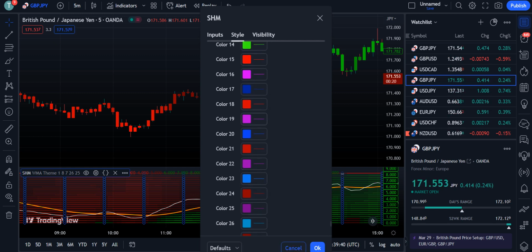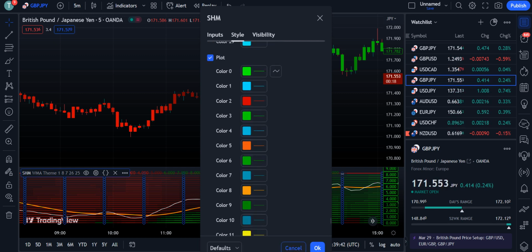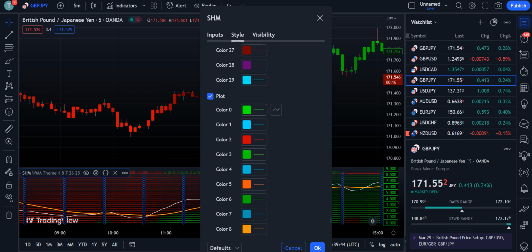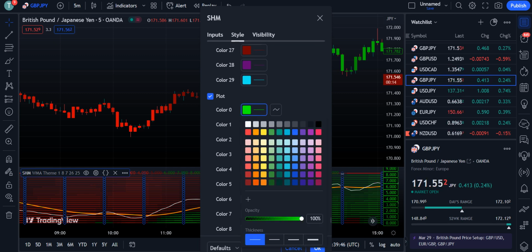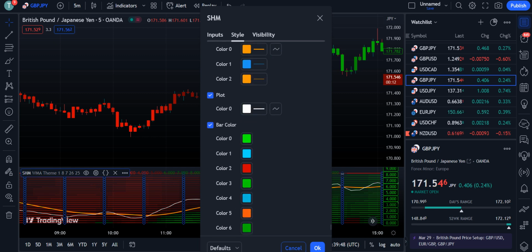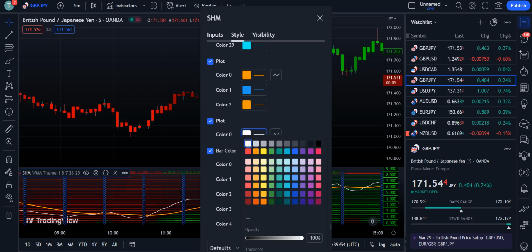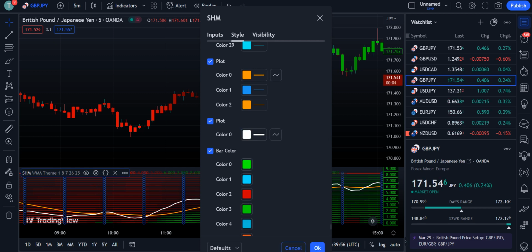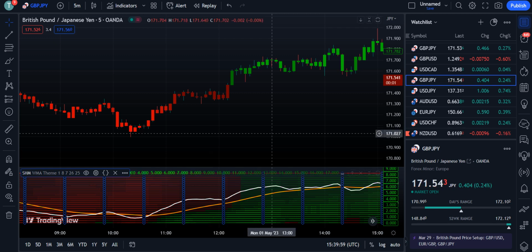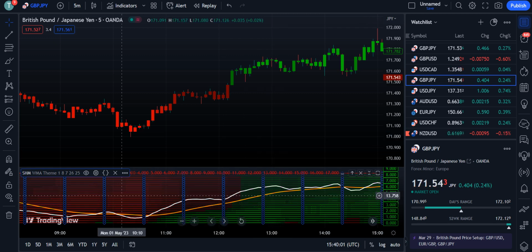Now I have to change this plot color as well, and its thickness only. I have to change this plot's thickness as well. So now they are more prominent. Click OK. And now this is showing you the red color and green color bars here.